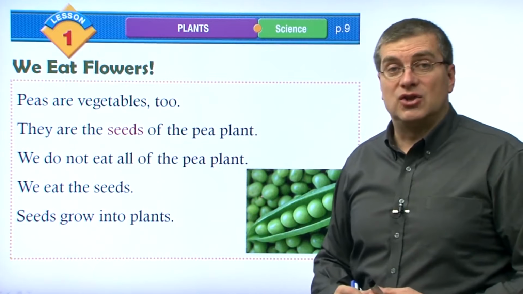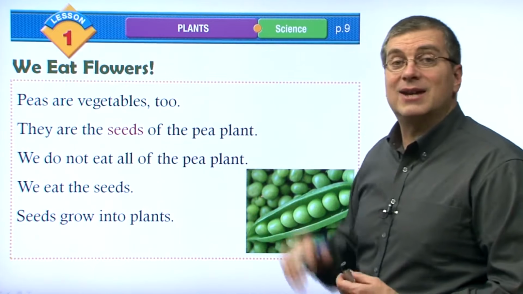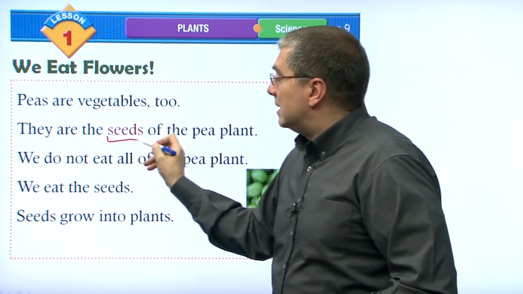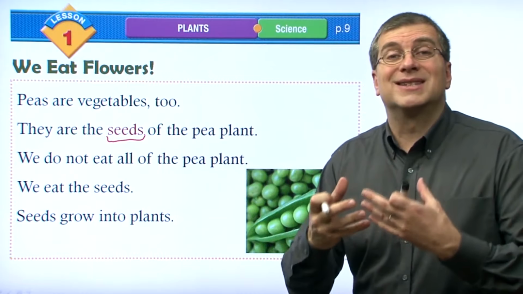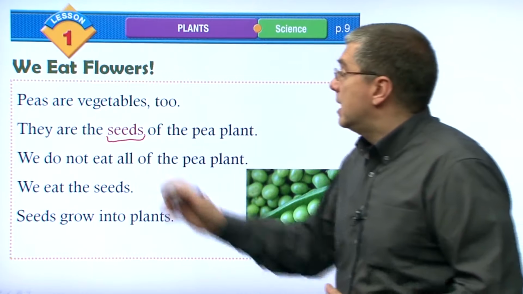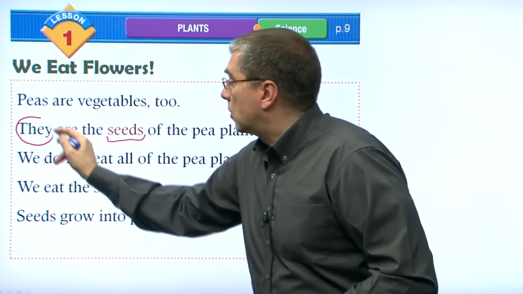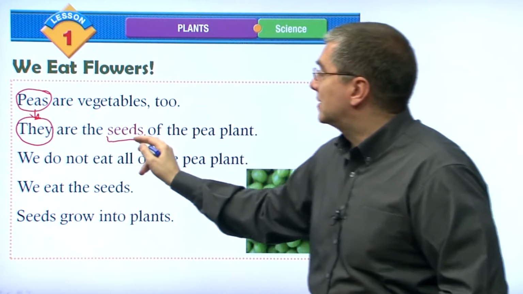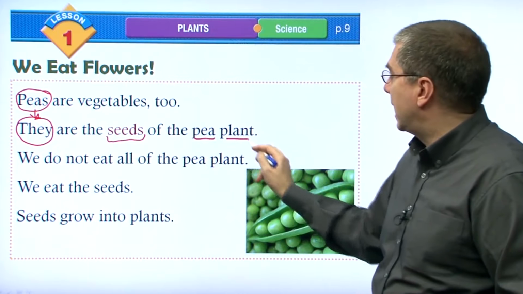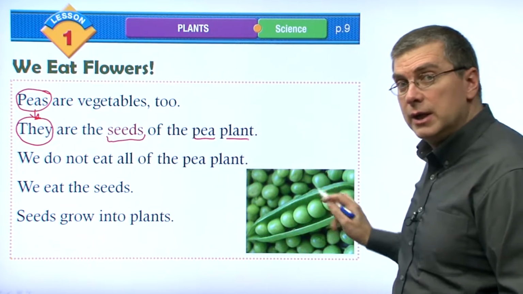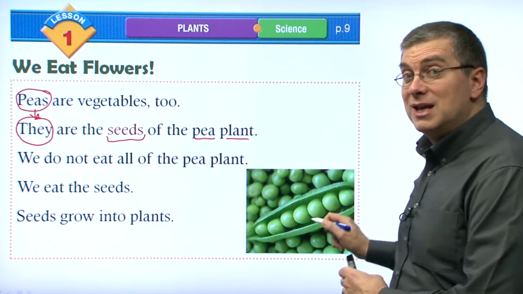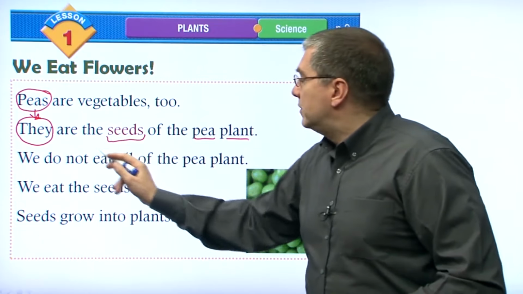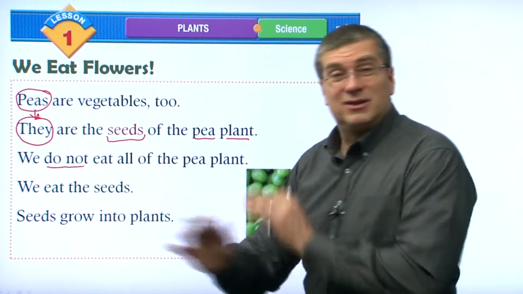Peas are vegetables too. Okay, this is the next part. They are the seeds. So now we're talking about seeds of a plant. They, of course, are peas here. Peas are the seeds of the pea plant. Wow, look at this picture. Really good looking peas. Ah, 맛있어요, right? Very nice, okay?